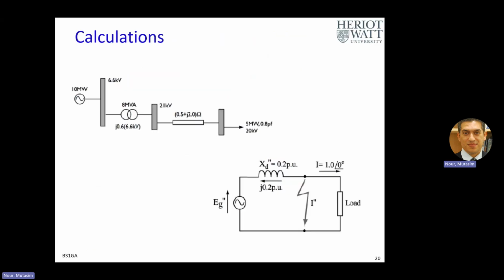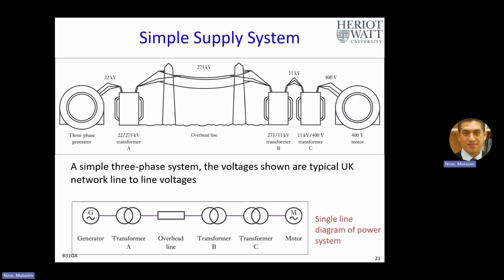This is the calculation. Once we understand, we'll go and do the calculation to find the power flow: voltage, current, power, everywhere across the power system. We simplify this by a single line diagram and an equivalent circuit, right? This is what we showed you just now. This is a simple three-phase system.